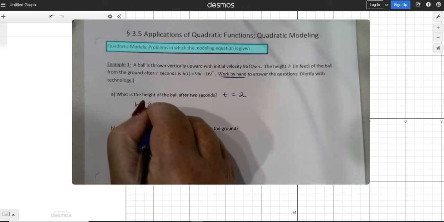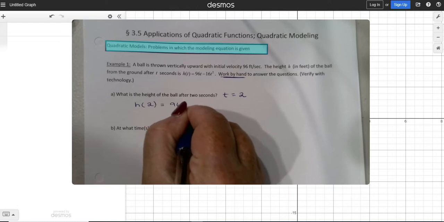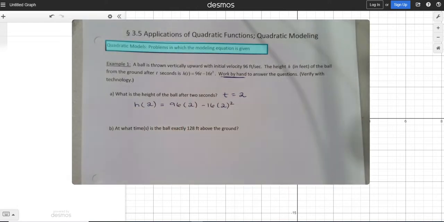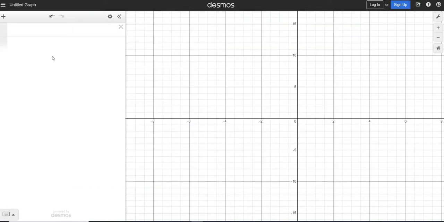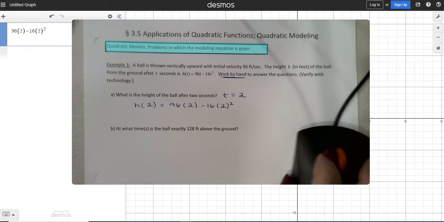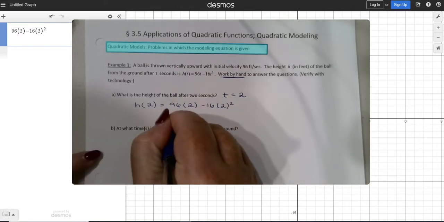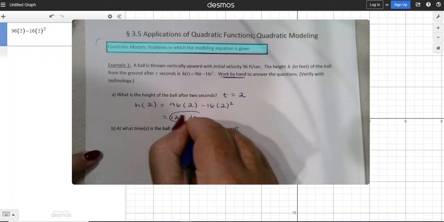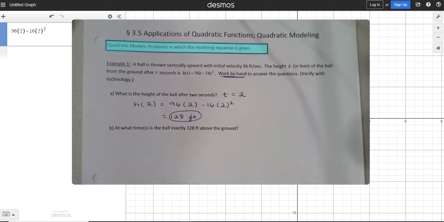So if we just find h of 2, let's see, I'm just going to use my Desmos as my calculator again here. We get 128. And height is in feet. So at the 2-second mark, that ball is 128 feet off the ground.